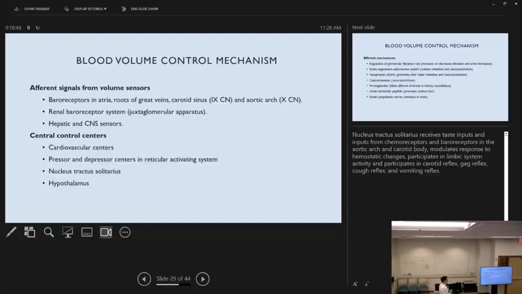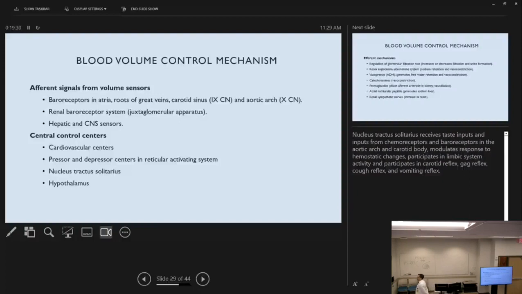Okay. So we have many different mechanisms to control the blood volume, the blood pressure. Okay, we have the baroreceptors. Some of them are more responsive to low pressure or high pressure. Some of them to both. Atria, roots of the great veins, carotid sinus. Notice that I put there the cranial nerve. Important piece of information that can be used in questions. A patient has a lesion in the cranial nerve number 10, the vagus, or the 9, which of the following will not transmit impulses, okay, to the brain, to the hypothalamus?